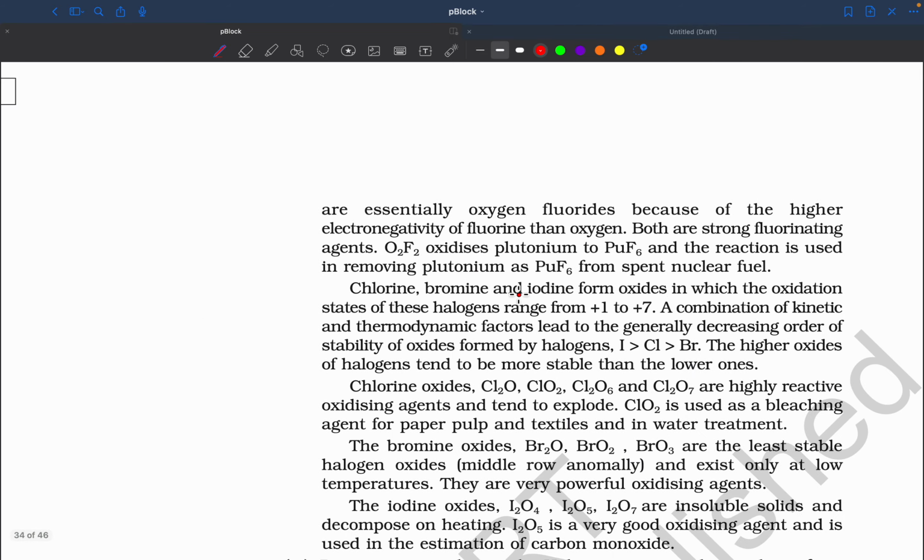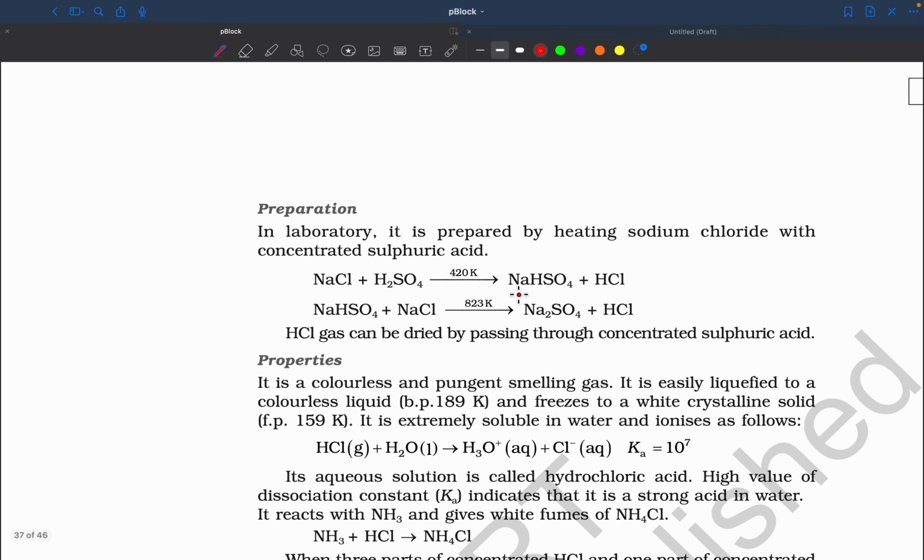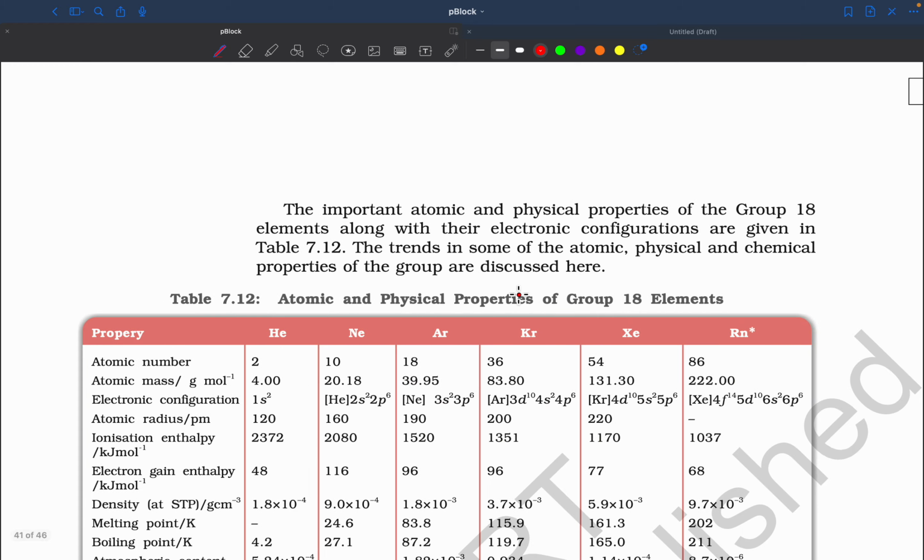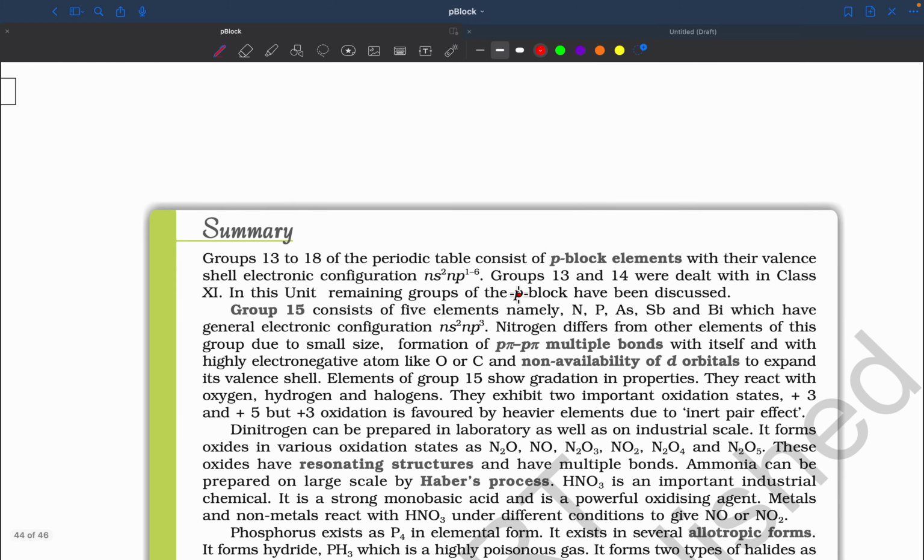Yeah, we'll be starting the sulfuric acid preparation tomorrow. Okay, we'll take a few questions if possible here.